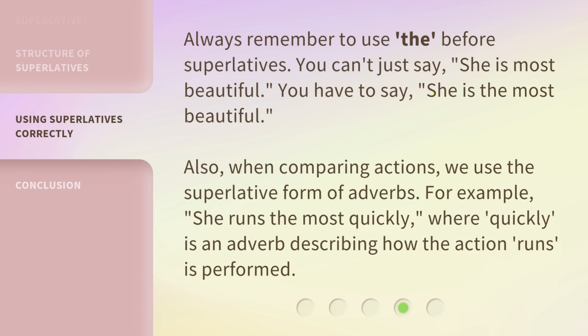Always remember to use the before superlatives. You can't just say, she is most beautiful. You have to say, she is the most beautiful. Also, when comparing actions, we use the superlative form of adverbs. For example, she runs the most quickly, where quickly is an adverb describing how the action of running is performed.